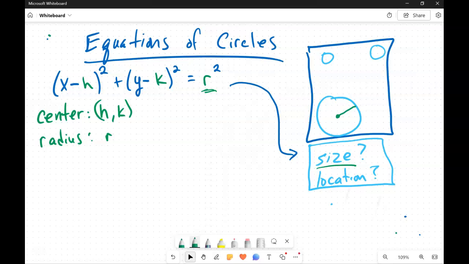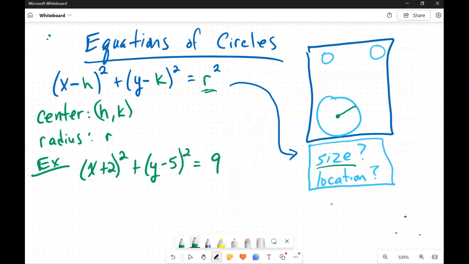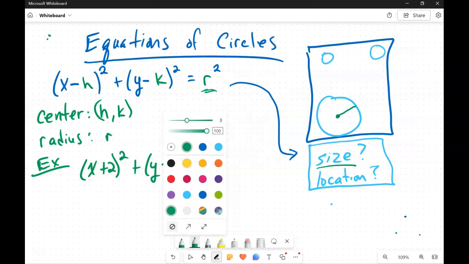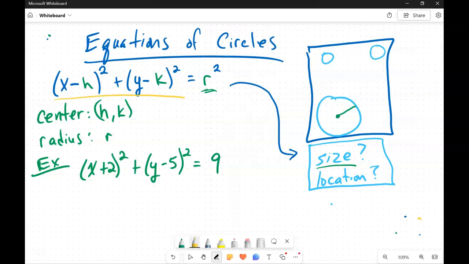So let's look at that in terms of an example. Let's make it where we have something like (x + 2)² + (y − 5)² = 9. If you look at this, you'll notice how it follows the pattern that we just had up here. We have our x, a number, squared, plus, in parentheses, y, and then a number squared, equals 9. Now, you may think, wait a minute, this one doesn't have a square on the end, and that's okay.